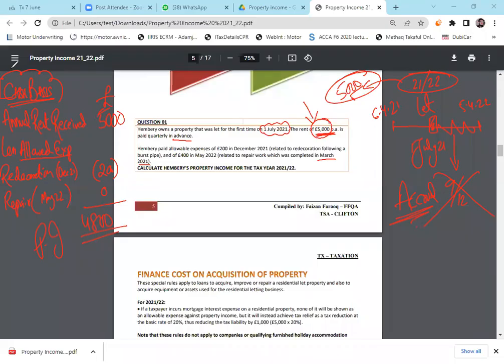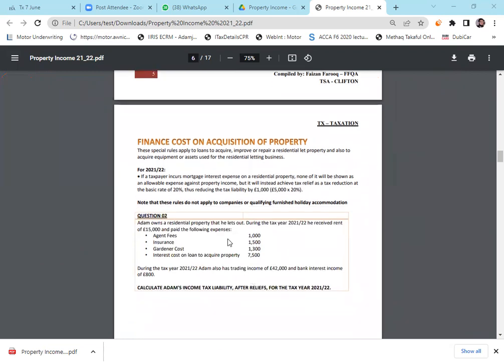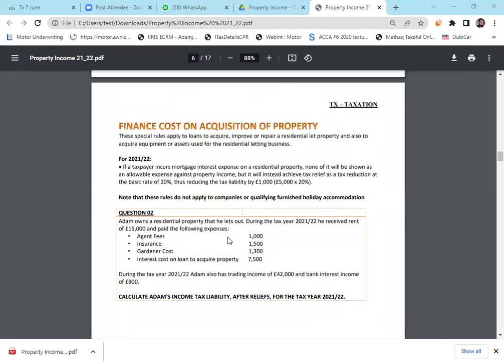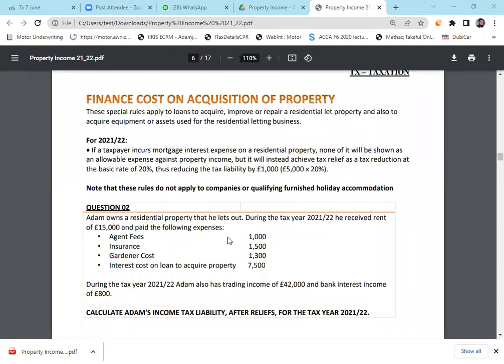Now, we learned the general rule for expenses has three conditions: paid by the landlord during the tax year, revenue expense, and wholly and exclusively for the property. Do we have any exceptions or exclusions for this rule? Yes, we do. The exclusion to the general rule is interest paid on acquisition of property.